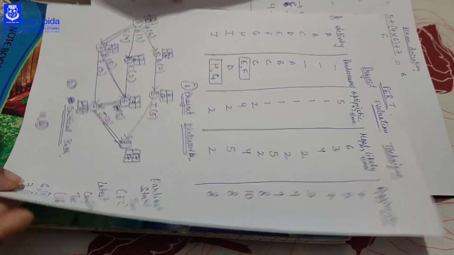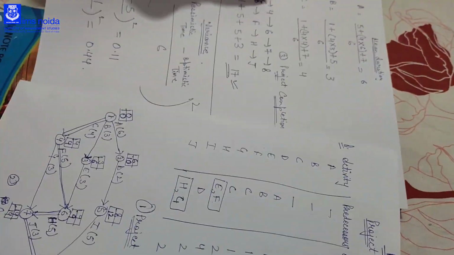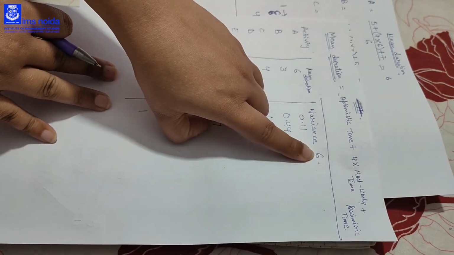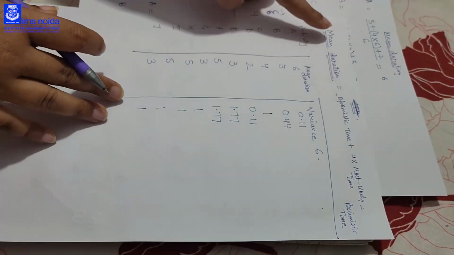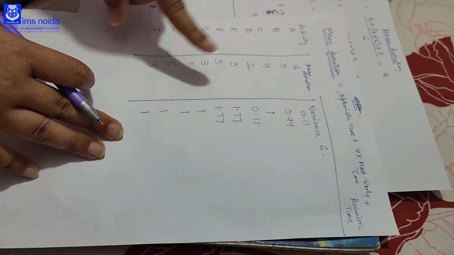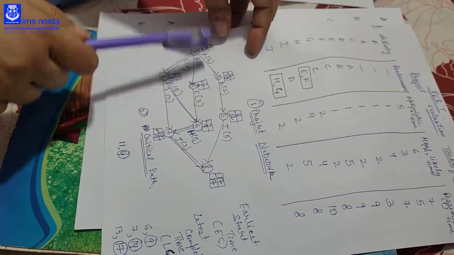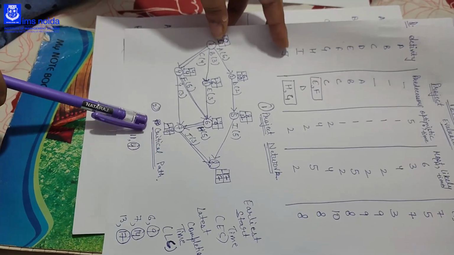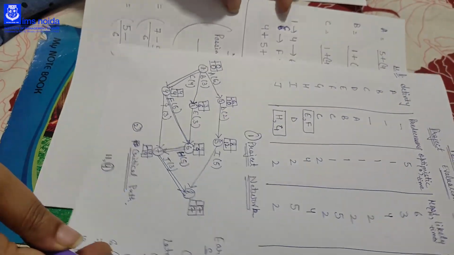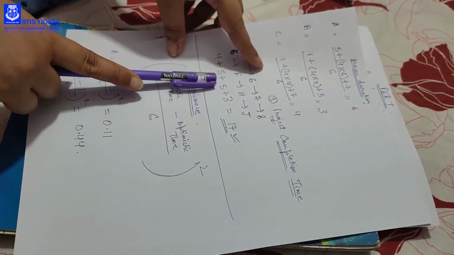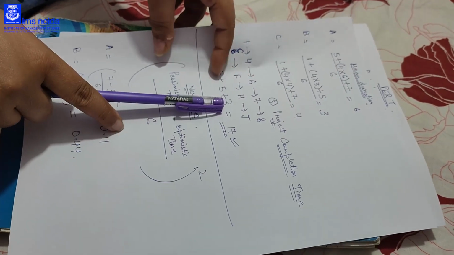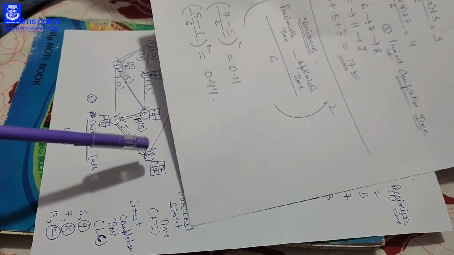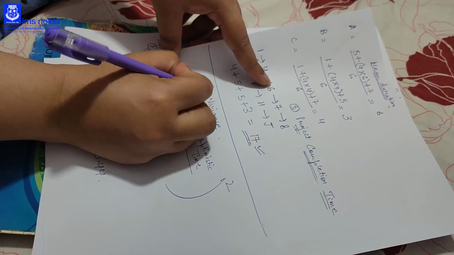For durations, you will apply the formula of mean duration, that is the optimistic time plus 4 into most likely time plus pessimistic time divided by 6. With the help of this formula, you can find the mean duration of every activity. Then with the help of duration, you can find your earliest start time and latest completion time. With the help of this, you can find your critical path. With the help of critical path, you can find your project completion time. Your project completion time should be the same as the earliest start time and latest completion time of the end node. Okay, then the fourth thing, you have to find the variance.